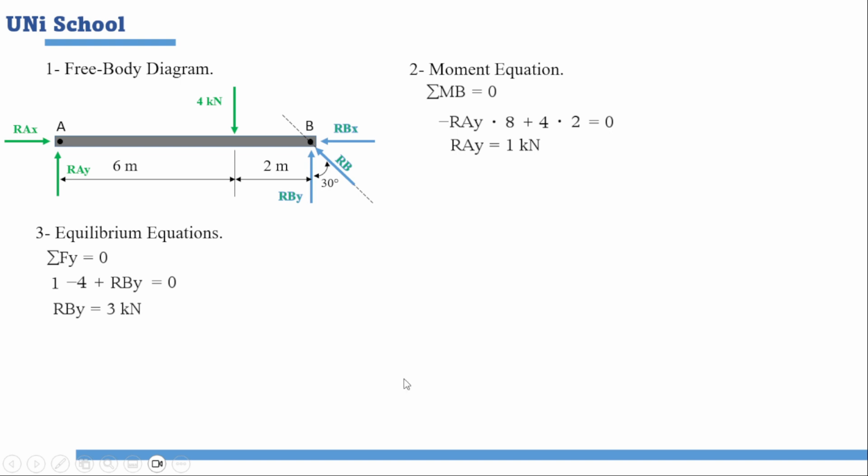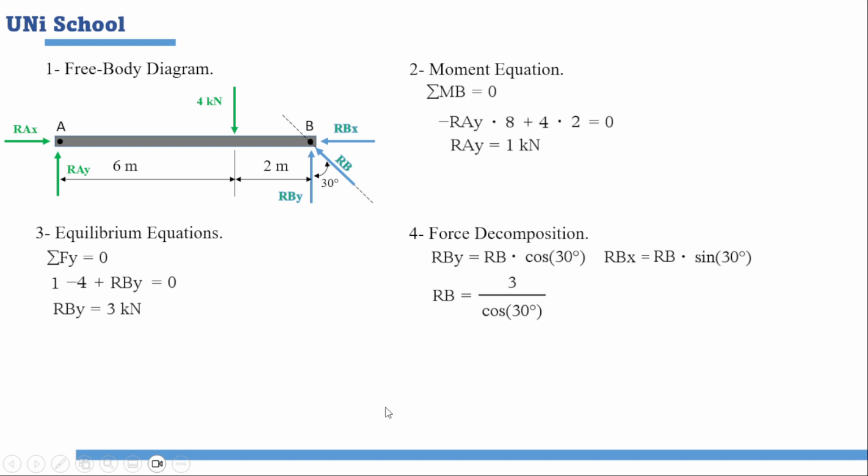Now let's calculate RBX and RB using the decomposition method. We have that RBY is equal to RB times the cosine of 30 degrees, and that RBX is equal to RB times the sine of 30 degrees. An important tip: whenever we want the vector adjacent to the angle, or the vector forming our angle, we use cosine. When we want the vector opposite the angle, we use sine.